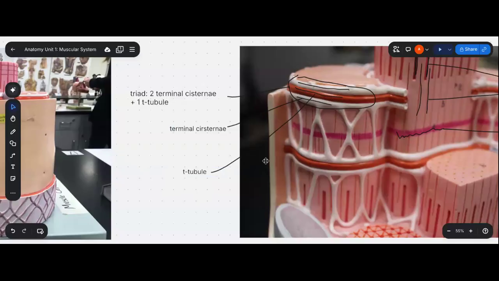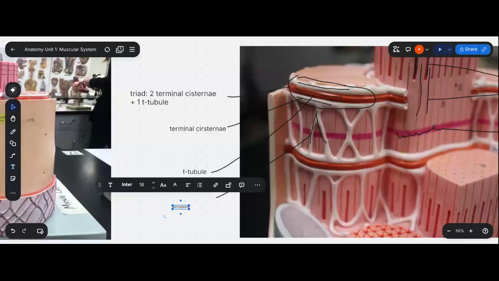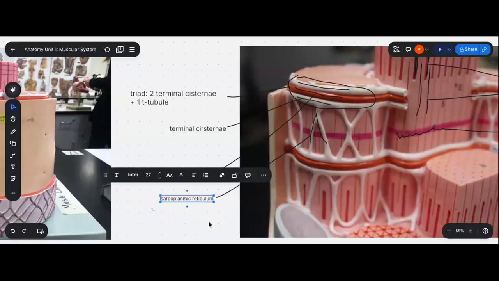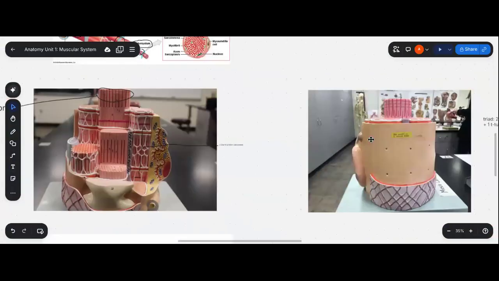Then you have this white webbing that is in the center, so this white webbing over here, that is your sarcoplasmic reticulum. Right over there. Looks very much like a spider web. And sarcoplasmic starts with an S, spider starts with an S. That could be a good way to remember it as well.